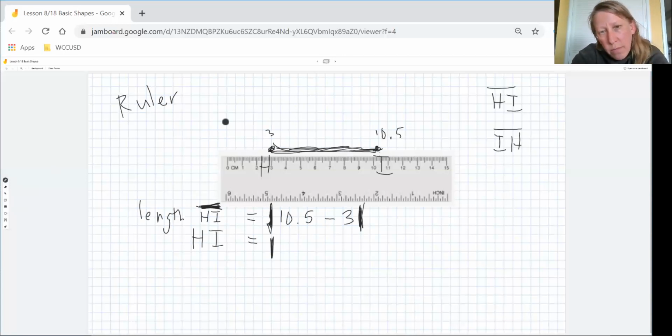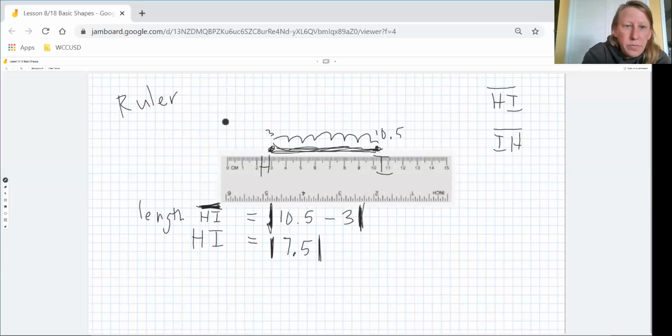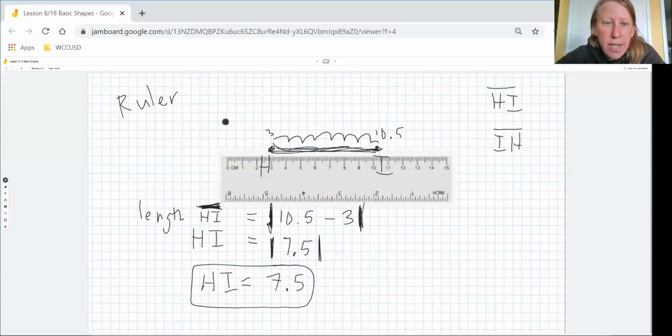So 10.5 minus 3 is 7.5. 7.5 or 6.5? 7.5. 1, 2, 3, 4, 5, 6, 7.5. So the answer is 7.5. The length of line segment HI is 7.5, or you could say HI is 7.5.